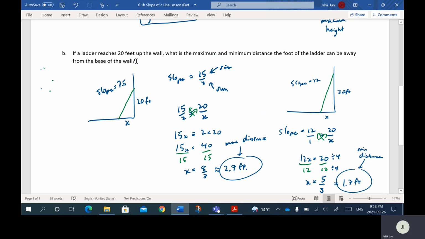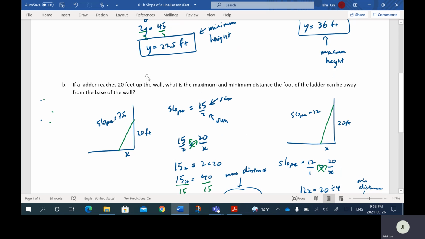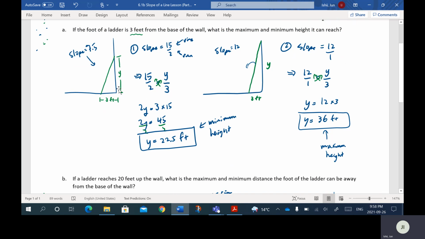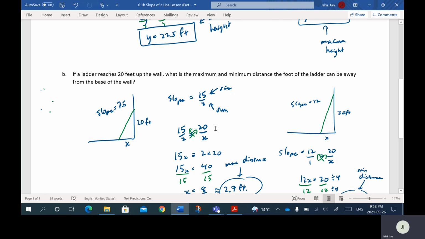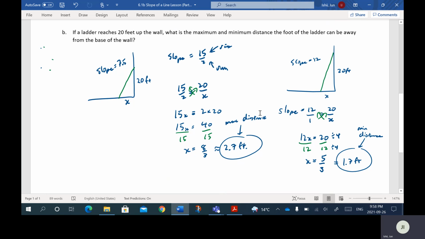So this lesson here is just basically you're given the slope, and this time we're trying to calculate either the rise or the run. Calculate the rise here in part A, the run in part B. So it basically comes down to a simple equation. You're going to have fraction equals fraction. Then to solve those, you're going to cross multiply.